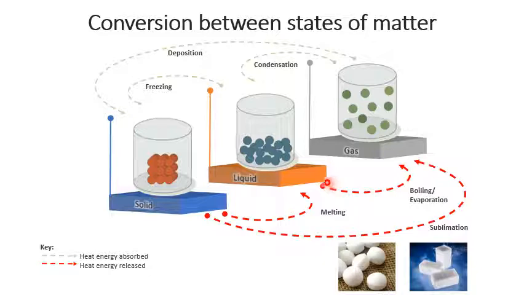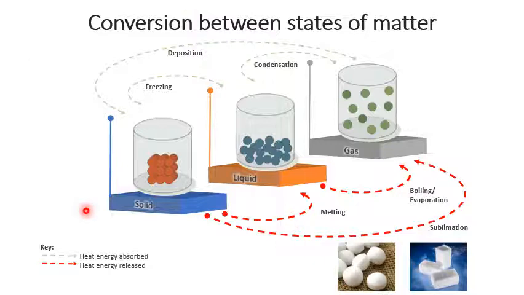Another one is from liquid change to gas. The process is boiling. It's the same, the heat energy is released from liquid to gas. A boiling example is when you boil water, so it changes from liquid to gas. The other process is evaporation. The example is like you hang a wet cloth outside the house, and then it will go through a process called evaporation, and the cloth will become dry.